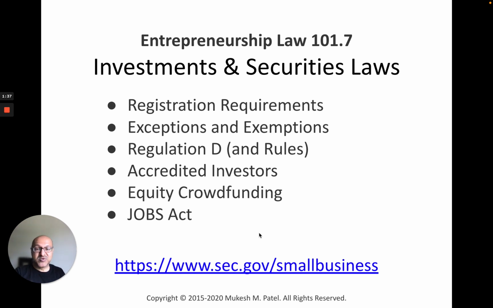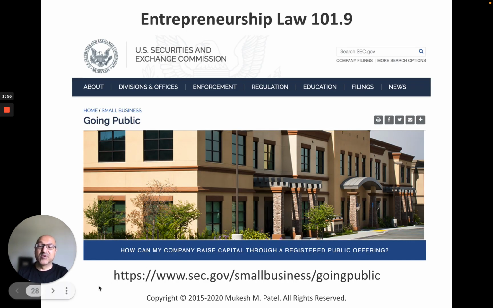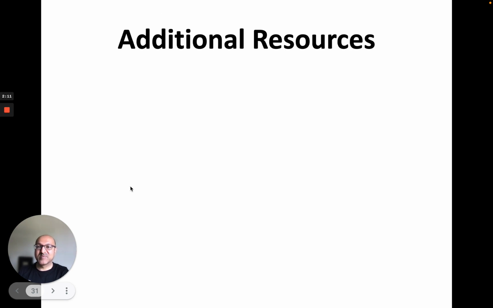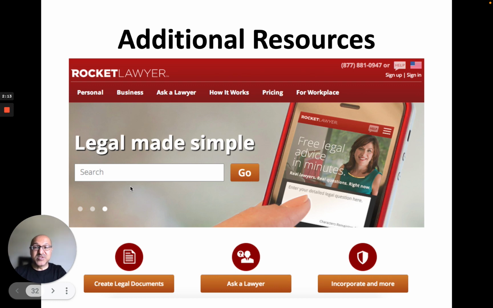A good website resource is the Securities and Exchange Commission, sec.gov/smallbusiness, or just sec.gov, and you can learn a lot more about Reg D, the exemptions and exceptions, the rules and accredited investor requirements. If you want to learn more about going public, on the same sec.gov site, there is small business/going public, just to give you a little more background and acumen in that space. A couple of resources that I want to go through in the next module.